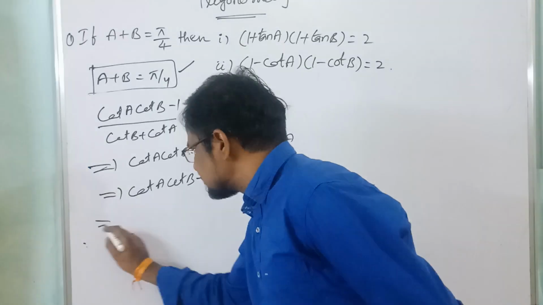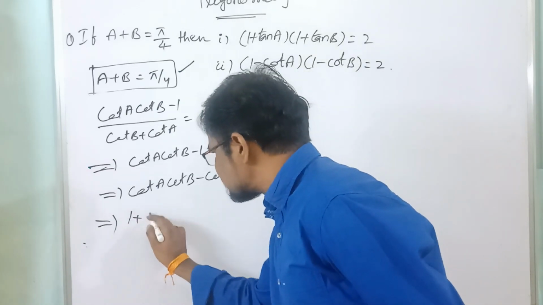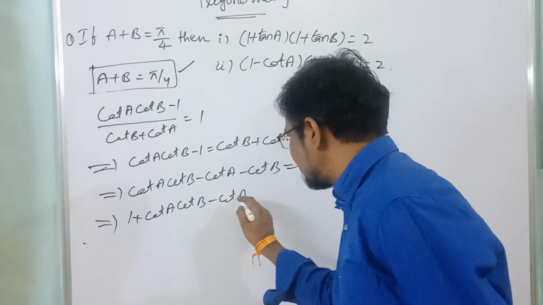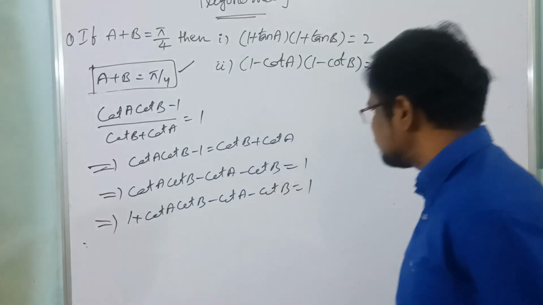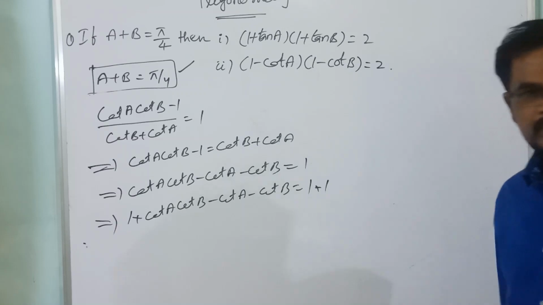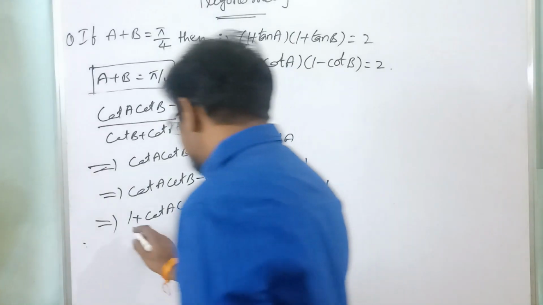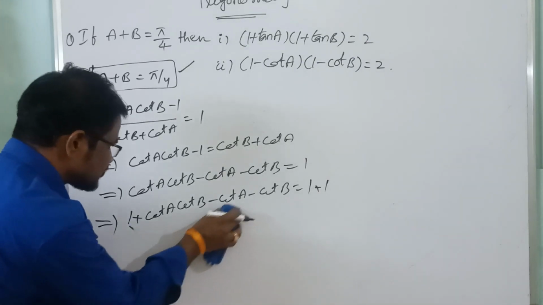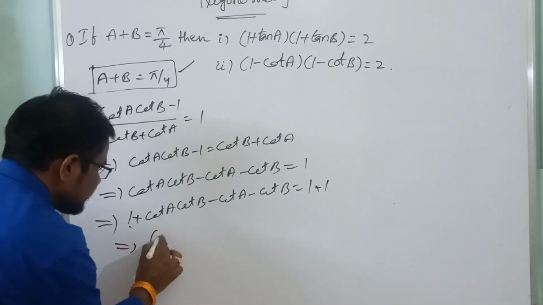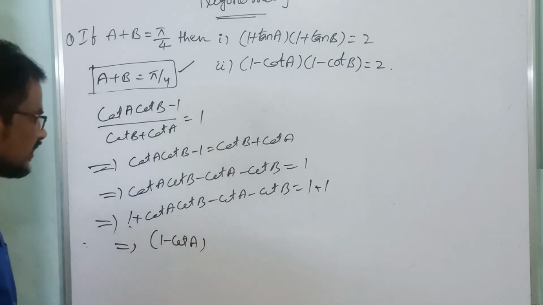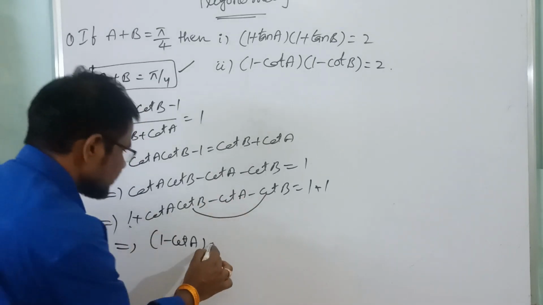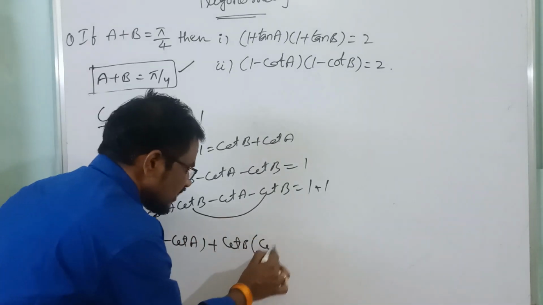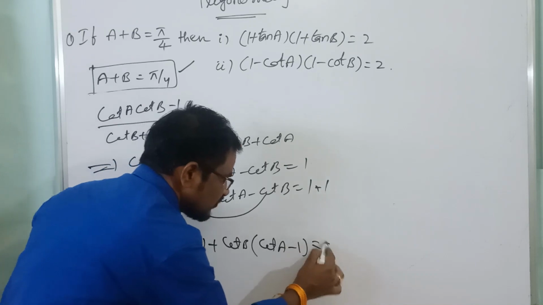Again, adding 1 on both sides: 1 plus cot a cot b minus cot a minus cot b equals 1 plus 1. Once you observe here, 1 is there, here minus cot a is there. Write these two like this: 1 minus cot a. Again, from these two, if you take cot b common, what is remaining? Cot a, here minus 1, equals 2.